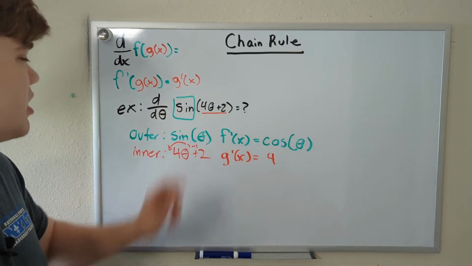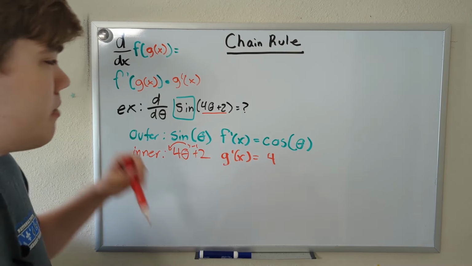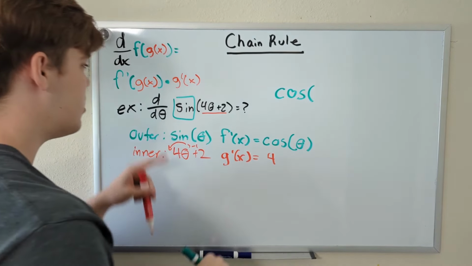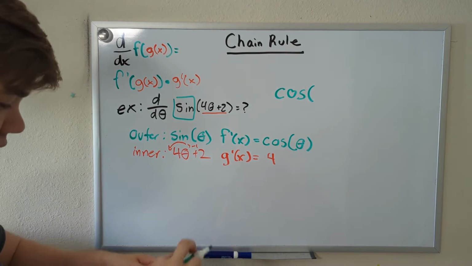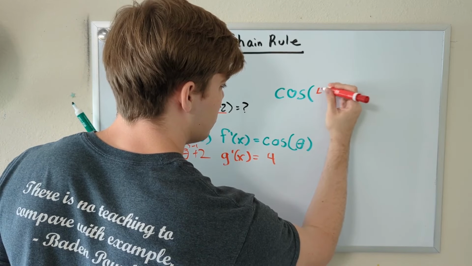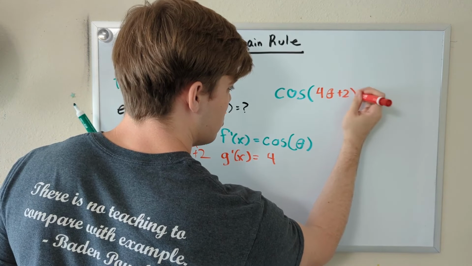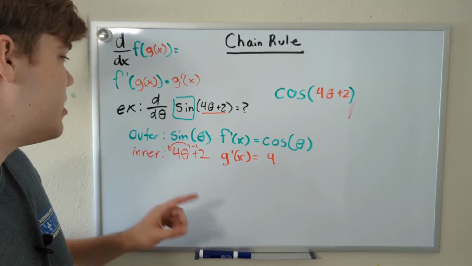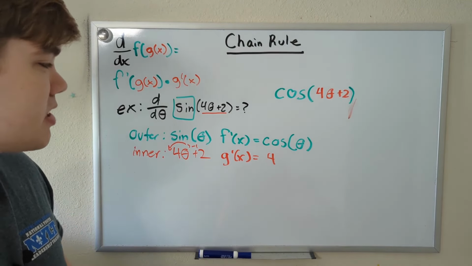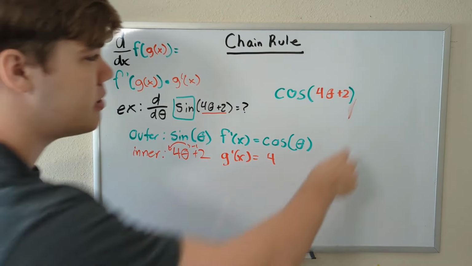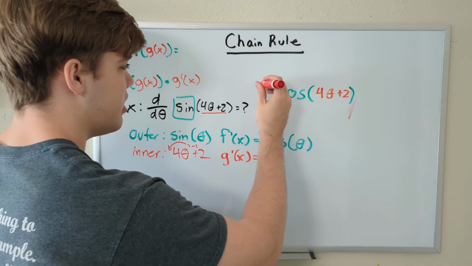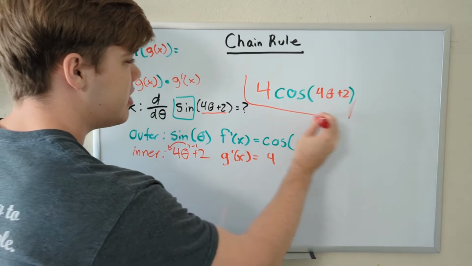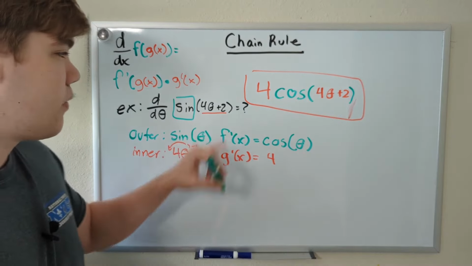Now we just need to apply the chain rule. First of all, our f prime of x is equal to cosine. Inside that, we need to put g of x, which is this inner function here, which is just 4 theta plus 2, with a green parenthesis for consistency. And now we just have to multiply all of that by g prime of x, which is just equal to 4. I could put times 4 over here, but I think it just looks nicer to write the 4 here as a coefficient. It would equal the same thing. So this is the derivative of sine 4 theta plus 2.